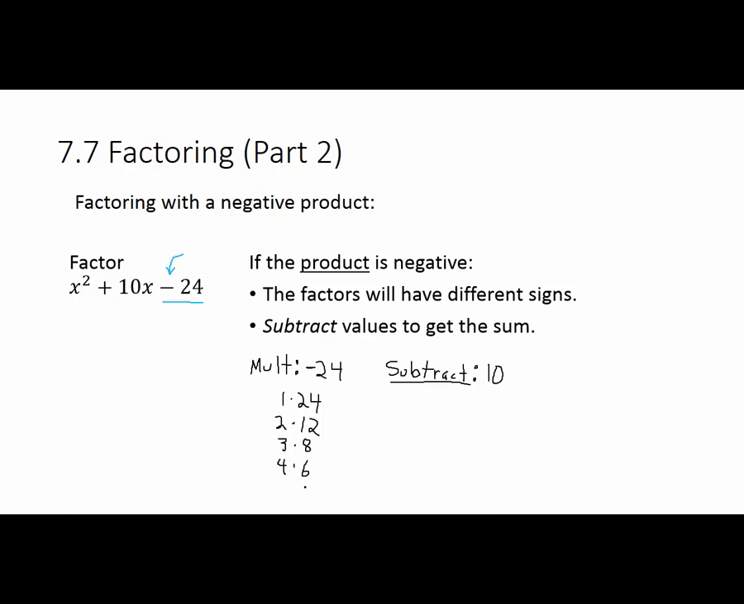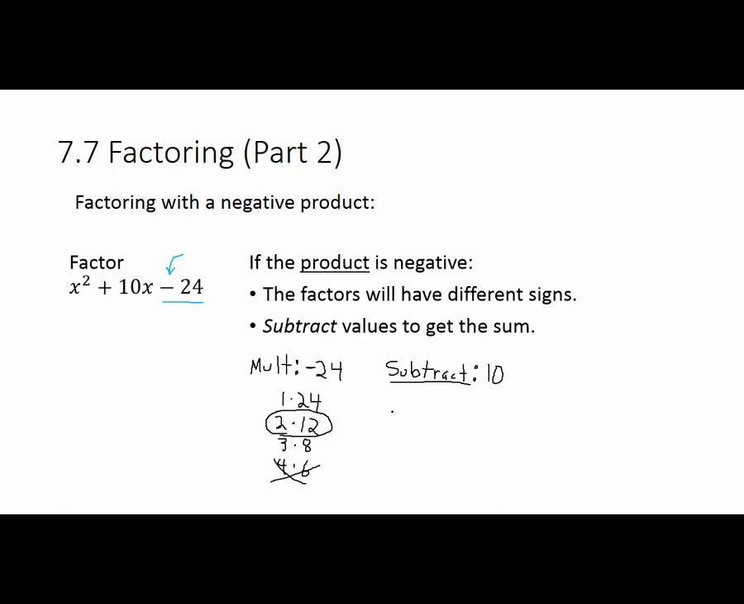So in the last video, we saw 4 and 6 worked out, but that's because the values had to add up to 10. If I subtract 4 and 6, I get 2, so that doesn't work. And actually, the pair that's going to work for me this time is the 12 and the 2. When I subtract 12 and 2, I get 10.